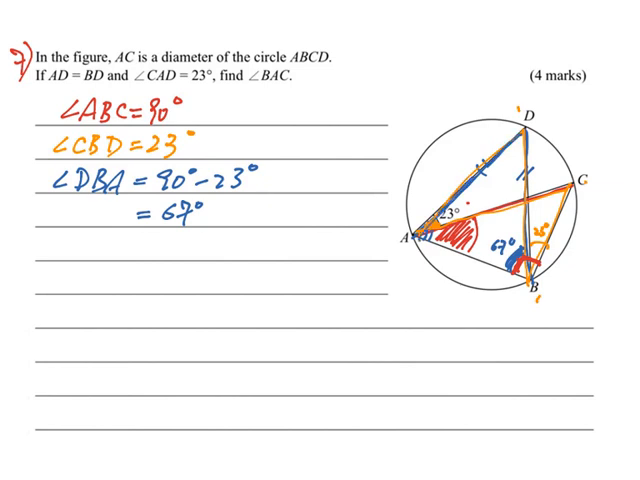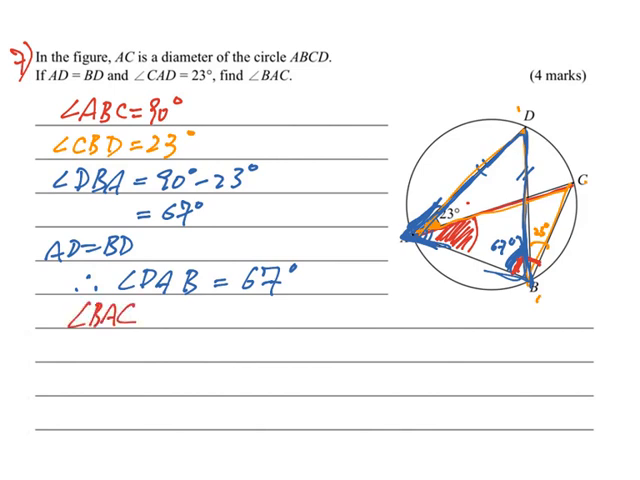And then we know this triangle is an isosceles triangle, so the base angles are the same. Because AD equals BD, angle DAB, that means this angle, is equal to this angle, 67 as well. Finally, for this angle, lastly angle BAC is equal to the big angle 67 minus 23. This one minus this one, so we can get 44 degrees.